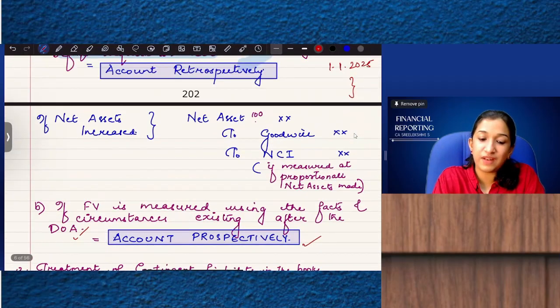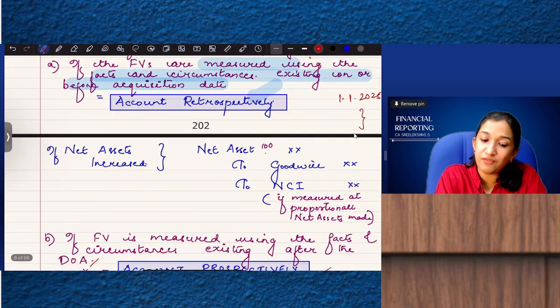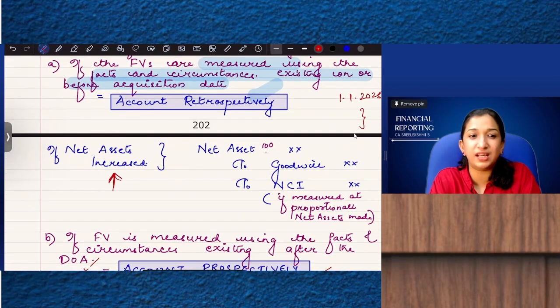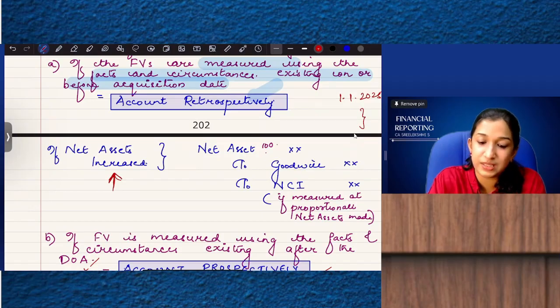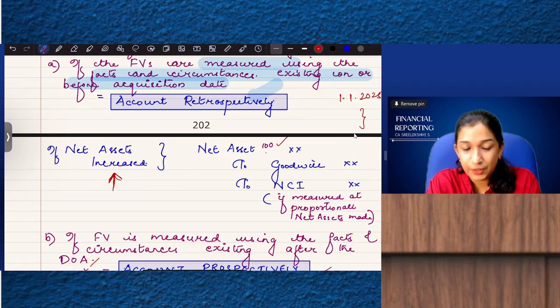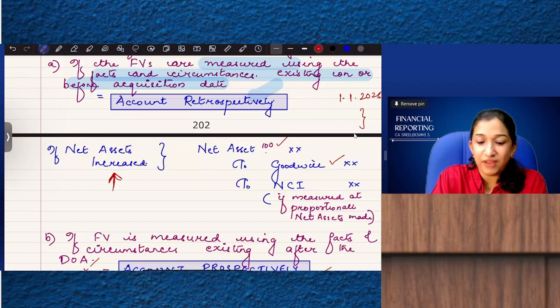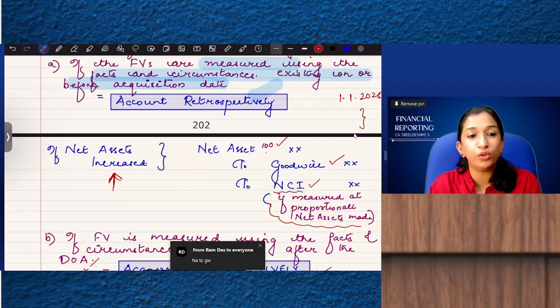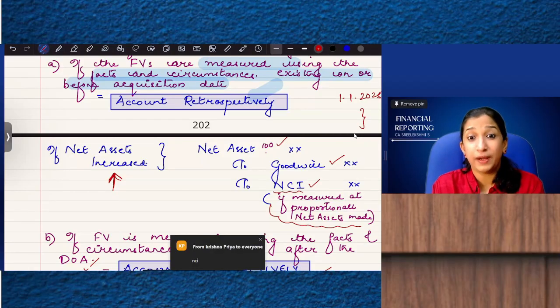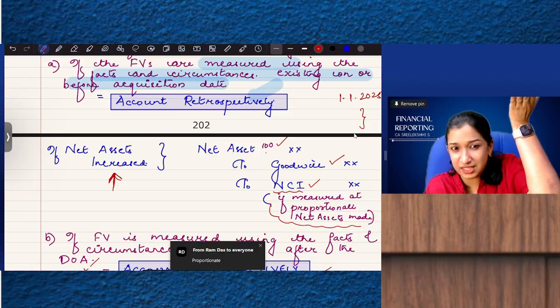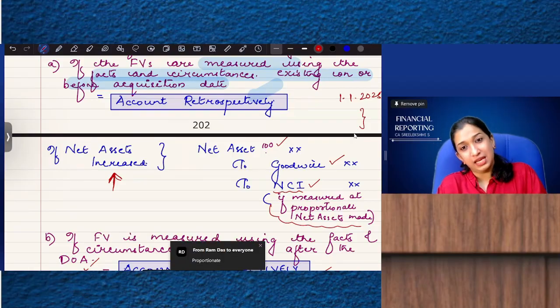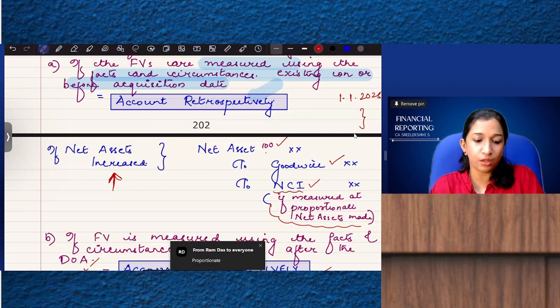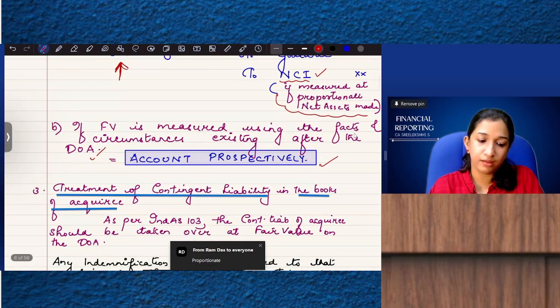Okay. So, if net assets increase within the window period, what will be the journal entry? Net assets 100 rupees increased means net assets debit to goodwill. If NCI is measured at proportionate net assets, the credit will also be given to NCI. If proportionate net assets retrospectively increase, then proportionately the NCI effect also should be given. Okay, fine.